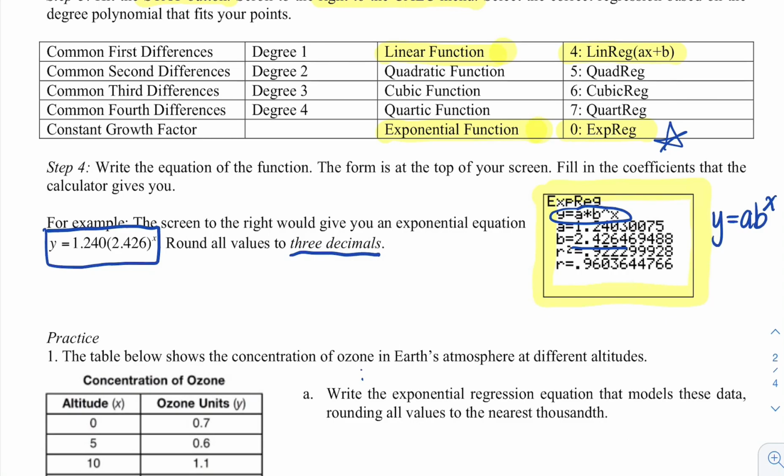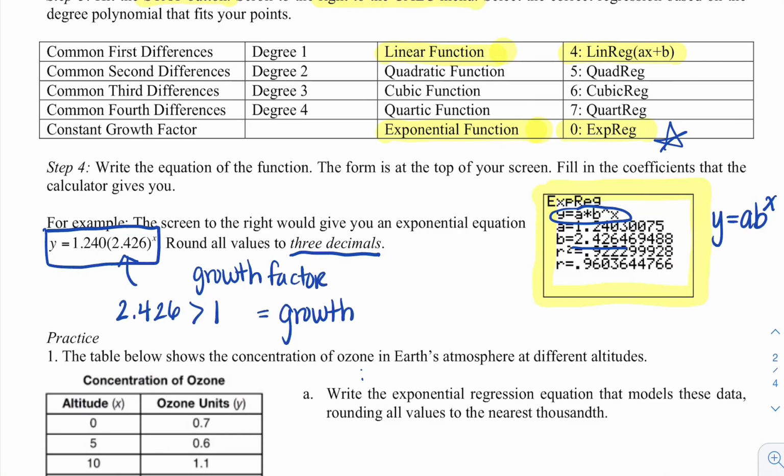So here's what you're going to do with this equation now. One thing might be, is this exponential growth or decay? If you take a look at our growth factor, the base of our exponential expression, our growth factor is 2.426. Because our growth factor is bigger than 1, that tells us that this is growth. Okay, remember, if that growth factor is less than 1, that would be decay.